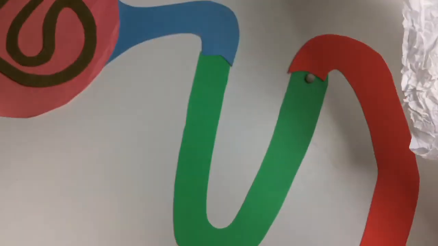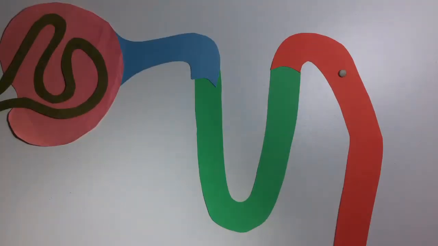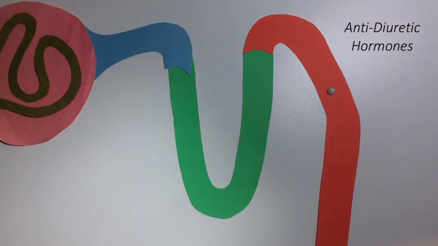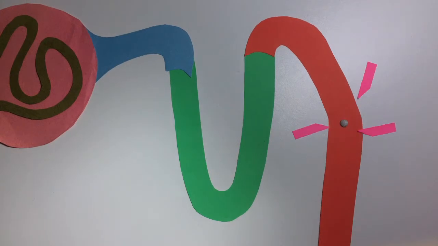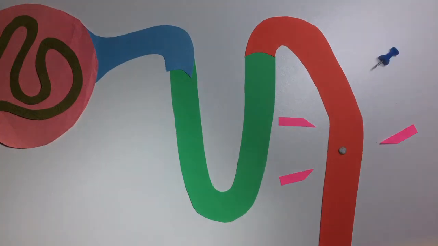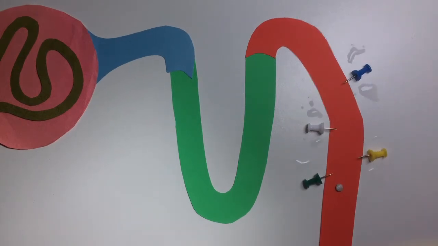bloodstream with the water. Then, if we're dehydrated, antidiuretic hormones are released, producing aquaporins, which make the collecting duct permeable to water, thus allowing even more water to be reabsorbed in the blood. Finally, the filtrate travels out to the bladder, and yep, you guessed it, out of your body.